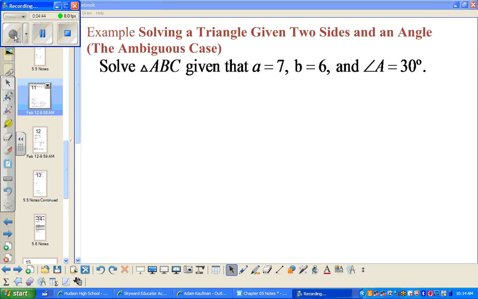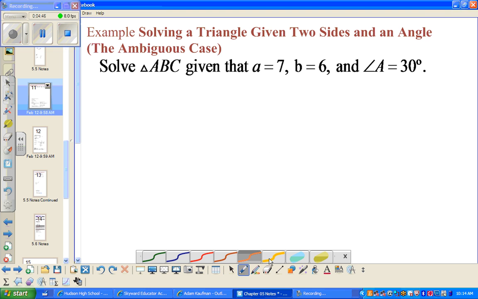The situation that you have to be aware of is when you are given 2 side lengths and an angle measure, it's possible for 2 triangles to actually have those side lengths and that angle measure, which means you have to check and see there might be two triangles that you have to solve for.